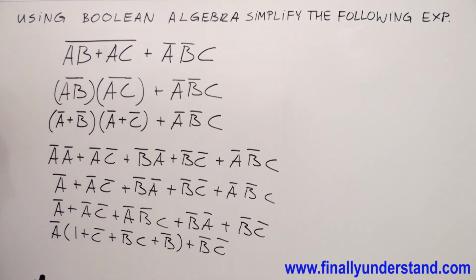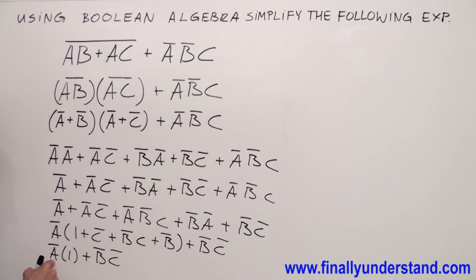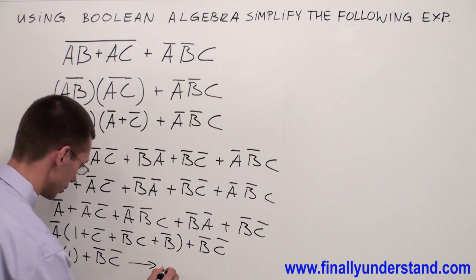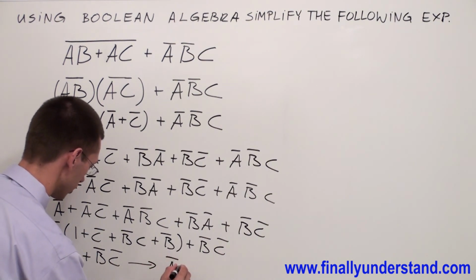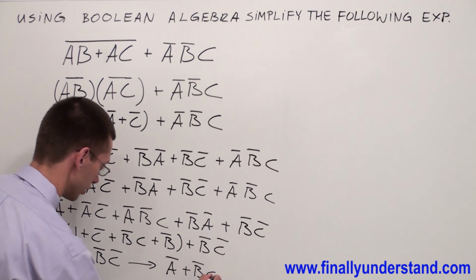You have to remember that 1 or anything is always going to give me 1. That's why I'm going to have A naught times 1 or B naught C naught. A naught times 1 is A naught. That's why my answer is A naught or B naught, C naught.